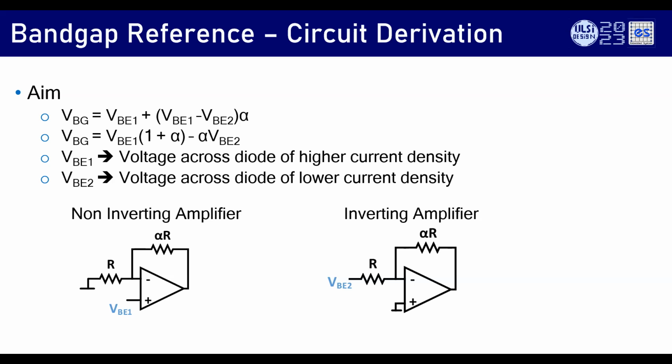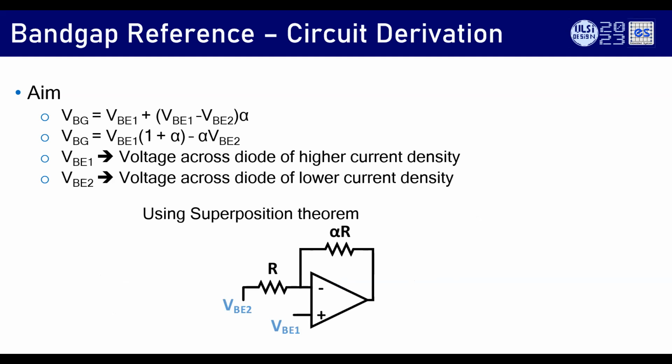Now, how to amplify VBE1 by 1 plus alpha? It's very simple. You take an operational amplifier in a non-inverting configuration, and the output will be VBE1 times (1 plus alpha). And how to amplify VBE2 by minus alpha? Same argument. You take VBE2, put an inverting amplifier, and it goes to minus alpha times VBE2. Just use superposition. Once you superpose, VBE1 and VBE2 are connected, you put an operational amplifier, and you're done.